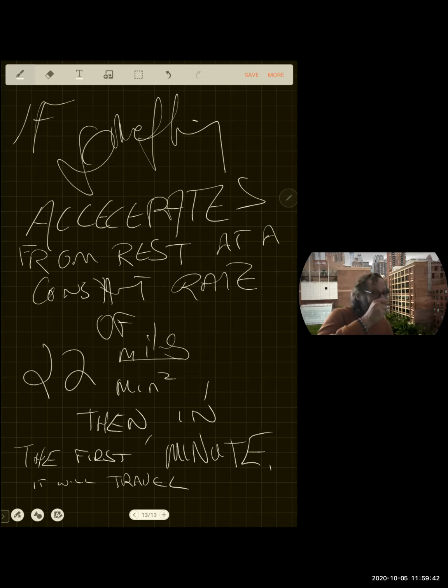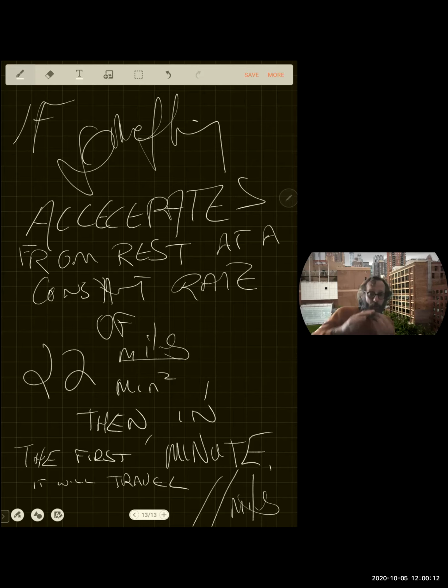And it is correct. But I want to say it again: something that accelerates from rest at a constant acceleration rate of 22 miles per minute squared will not in the first minute travel 22 miles. It will travel 11 miles, half of 22. Just like something falling: if you measure in the traditional meters, if something's falling at a rate of 9.8 meters per second squared, in the first second, it will not fall 9.8 meters. It will fall 4.9.